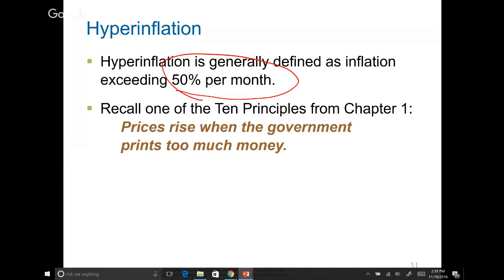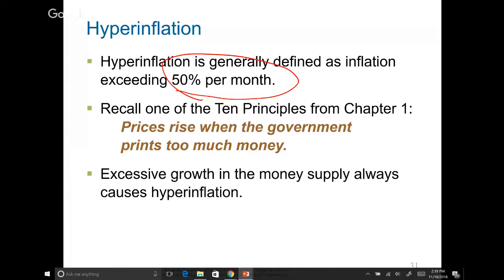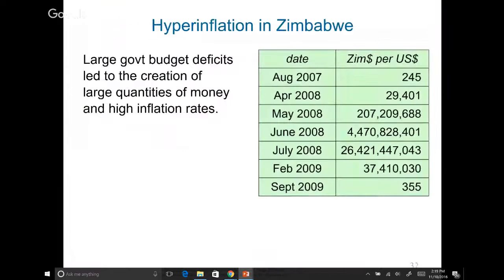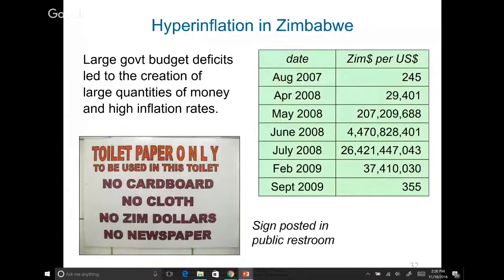Right now in the world, there aren't that many economies currently having hyperinflation. But if you follow the news on Venezuela, Venezuela is having hyperinflation right now. By estimate, the current inflation in Venezuela is about 400%. So it's a very, very high inflation. And in the book, we use Zimbabwe as an example of hyperinflation. This happened in 2008.